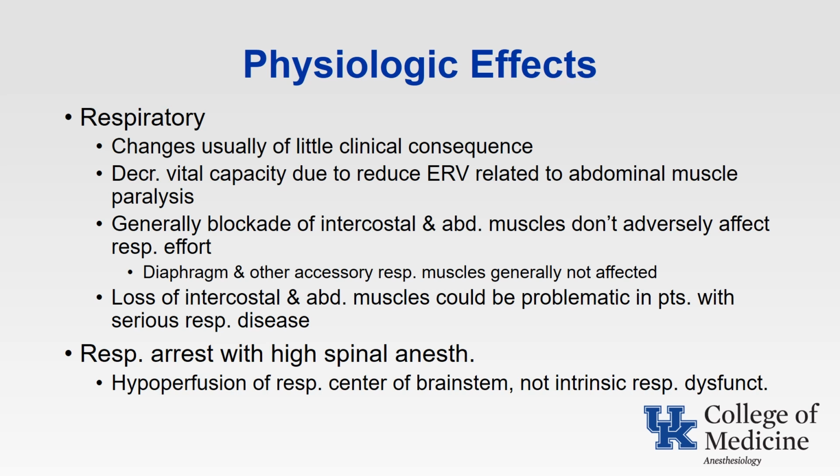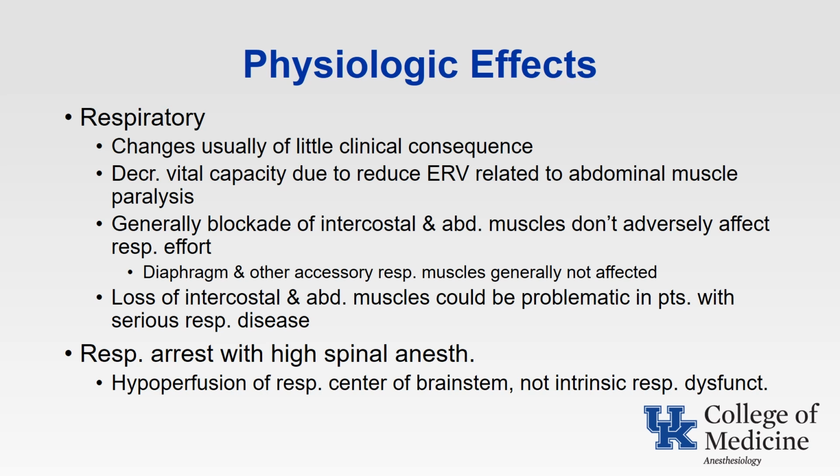However, if you have a patient with severe respiratory disease, someone with severe COPD, for instance, those patients may rely quite significantly on their intercostal and abdominal muscles to help them with their breathing. And when you have a motor block that involves those abdominal muscles, it may make respiration problematic for that patient. So that's something to be cognizant of when you are doing neuraxial block in patients with serious respiratory disease.